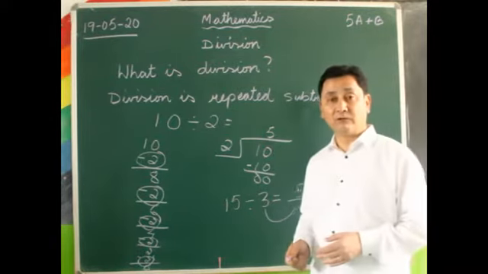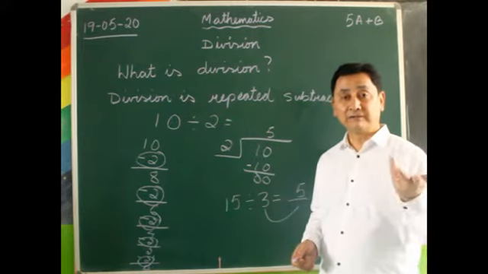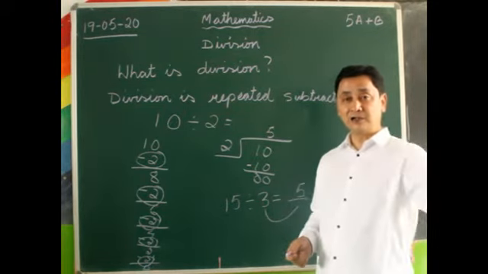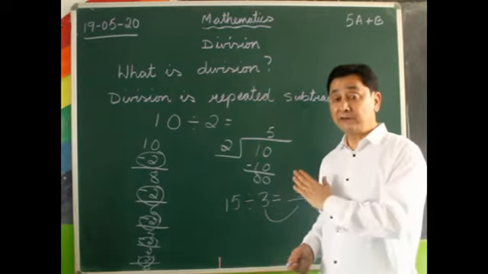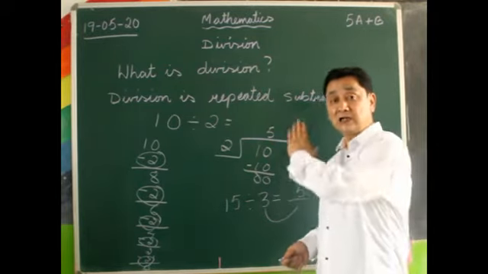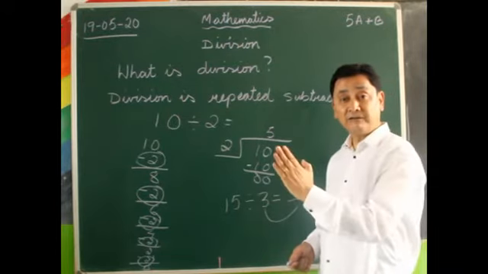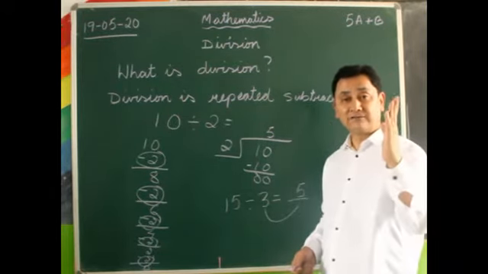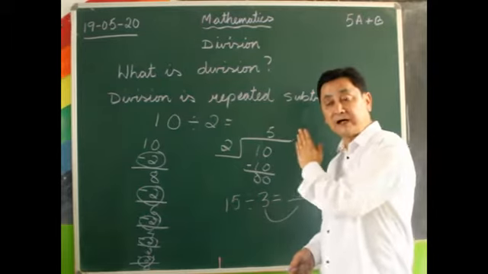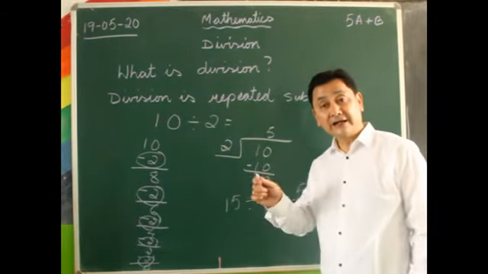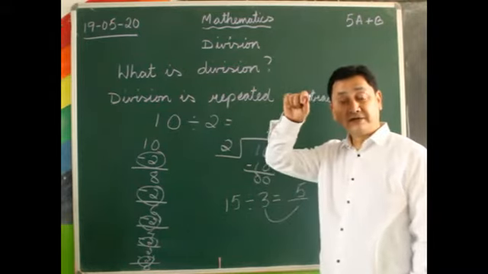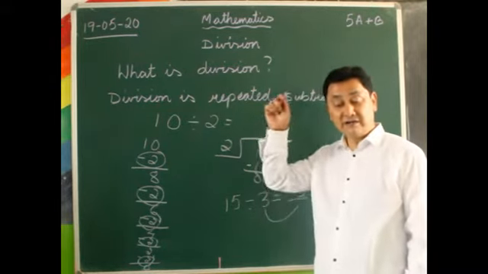28 divided by 4. It's 7, because 4 sevens are 28. 35 divided by 5. 5 dash are 35. 5 sevens are 35. 50 divided by 10. 10 dash are 50. 10 fives are 50.